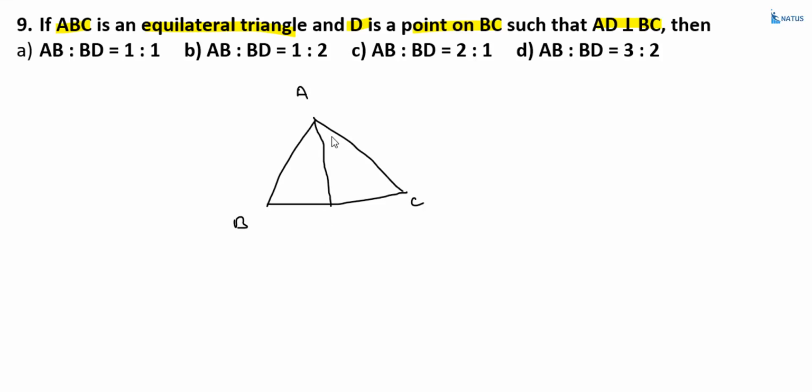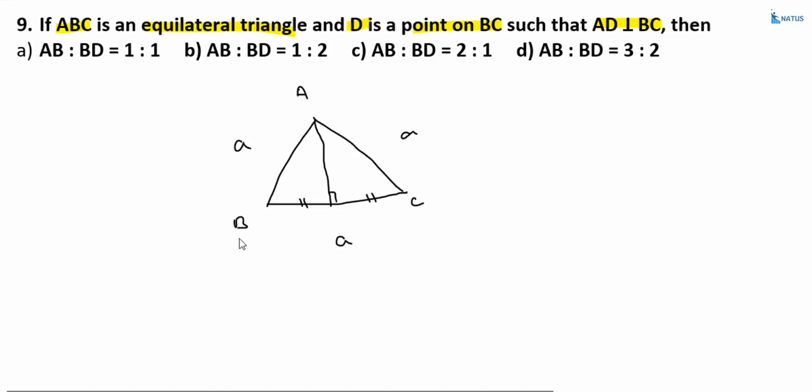And is this a perpendicular bisector or not? In an equilateral triangle, the perpendicular bisector, median and angular bisector are the same. Now, this side and this side are both equal, right? Suppose this side is A, this side is A. What about this side? This side is also equal to A, because this is an equilateral triangle.